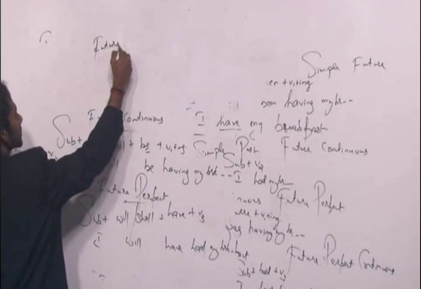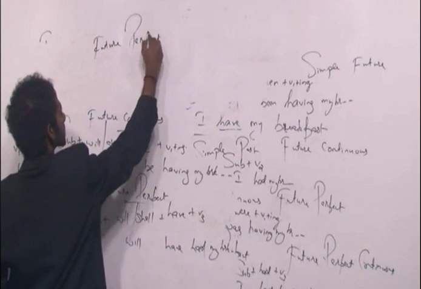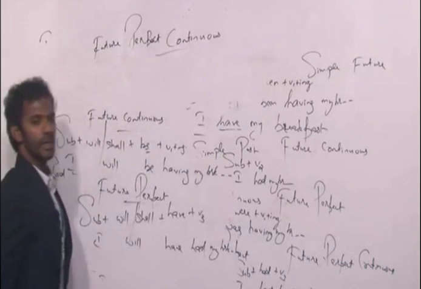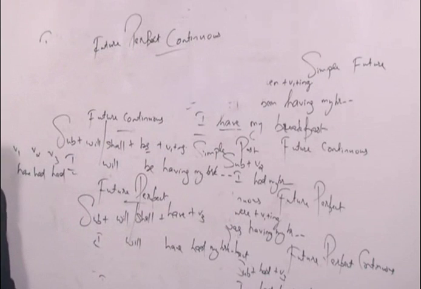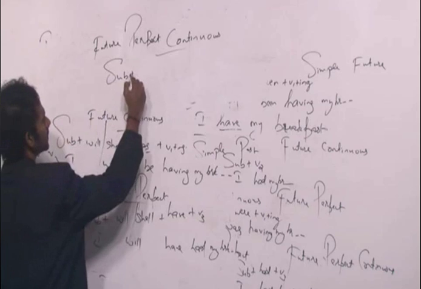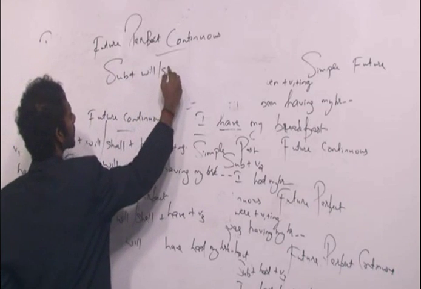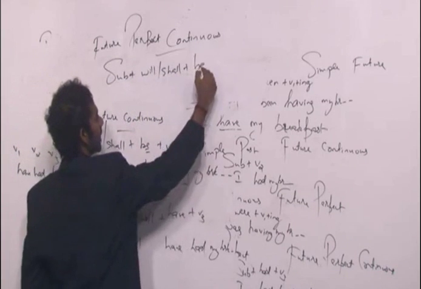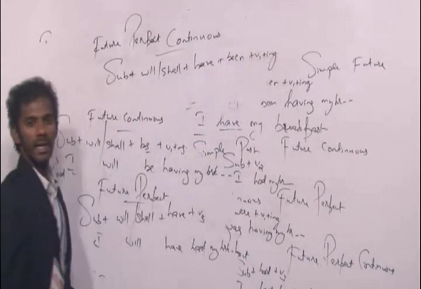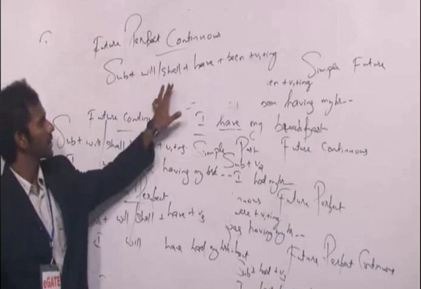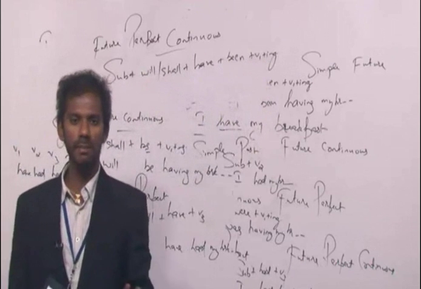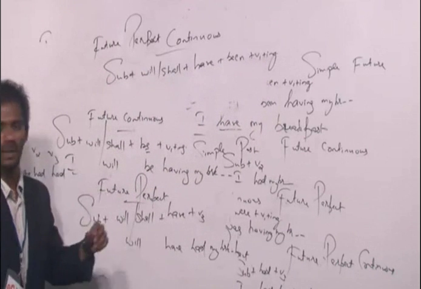Future perfect continuous. The rule of future perfect continuous is subject plus will or shall plus have plus been plus V1 plus ing. Subject plus will or shall plus have plus been plus V1 plus ing is the rule of future perfect continuous tense. Clear? Fine. Now come to the sentence.